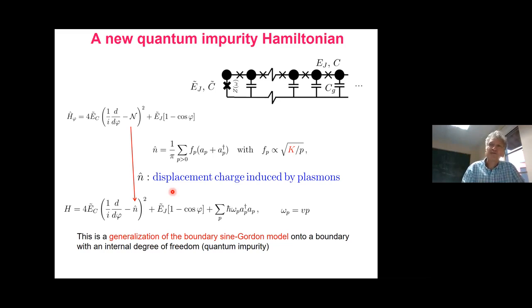And it's a generalization of the Sine-Gordon model in the sense that the boundary now carries some internal degree of freedom, which is this Transmon level structure, which is not so simple, and there are an infinite number of levels at fixed n. So it's a new rendition of Sine-Gordon. It's more complicated.